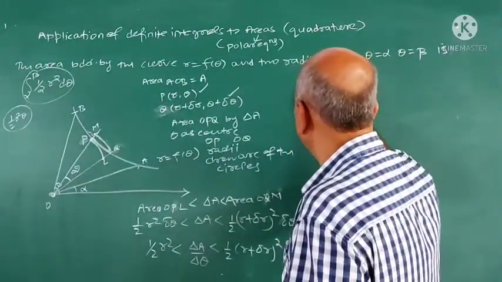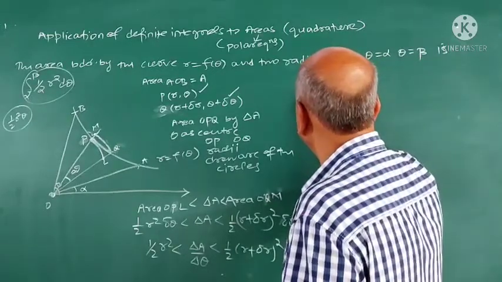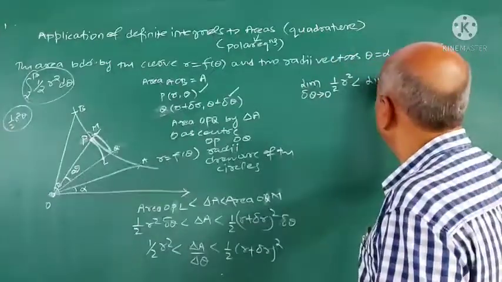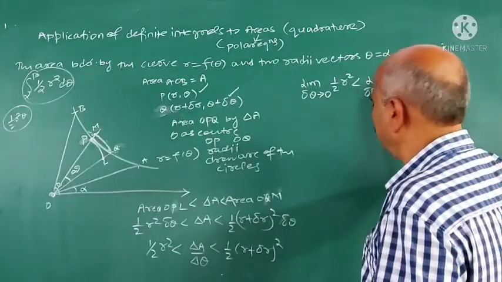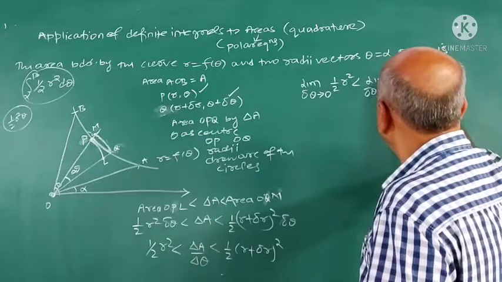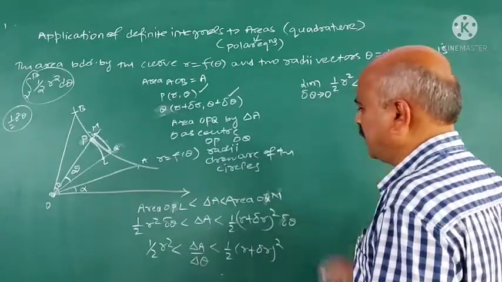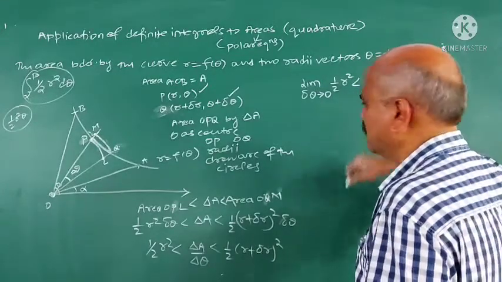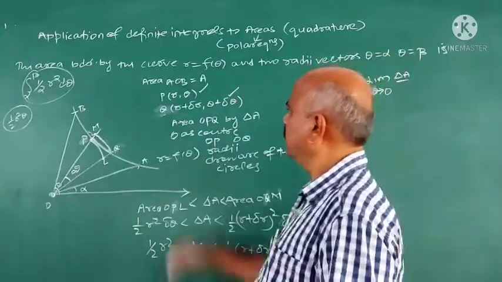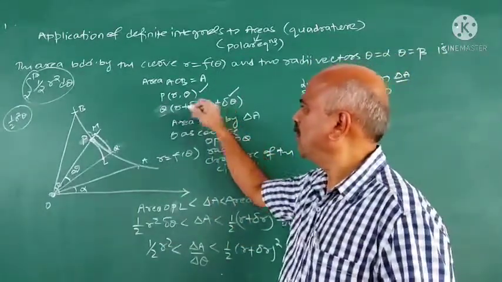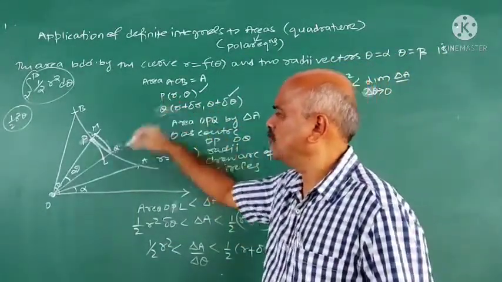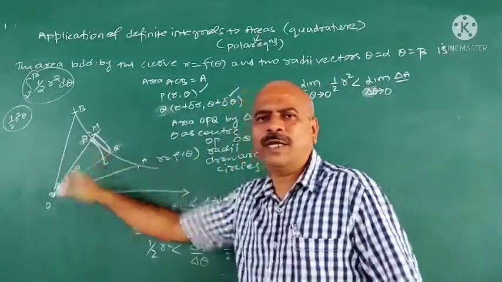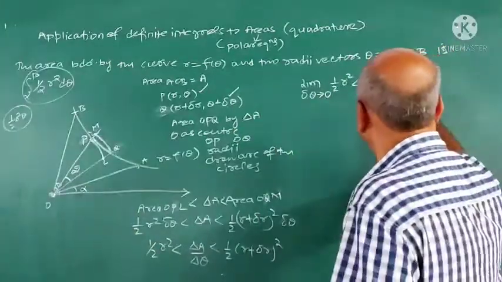Limit delta theta tends to 0, half r square is less than limit delta theta tends to 0 of delta A by delta theta. Delta theta tends to 0. This delta theta also tends to 0. Correct? What happens? P tends to Q. Delta r tends to 0. This P tends to Q along the curve. Delta theta becomes 0.